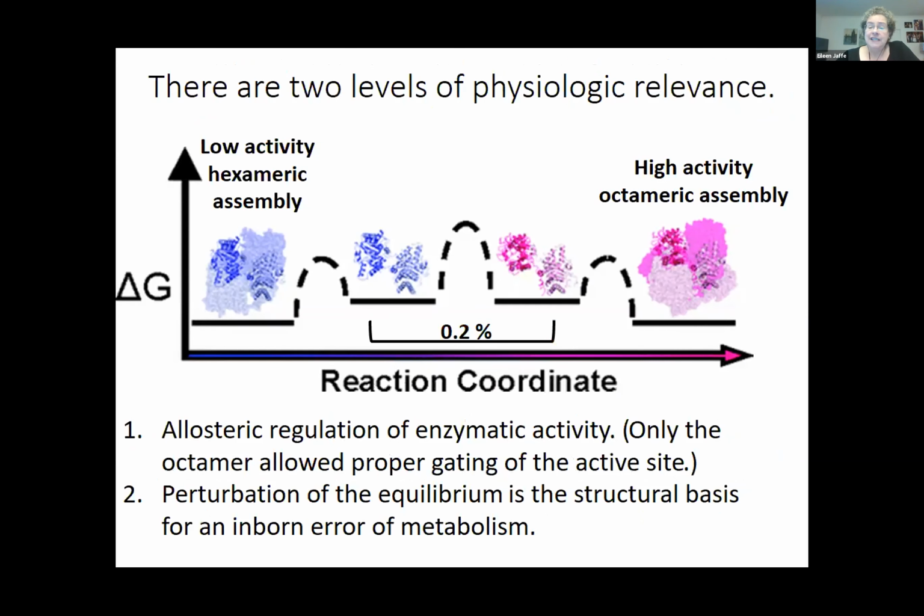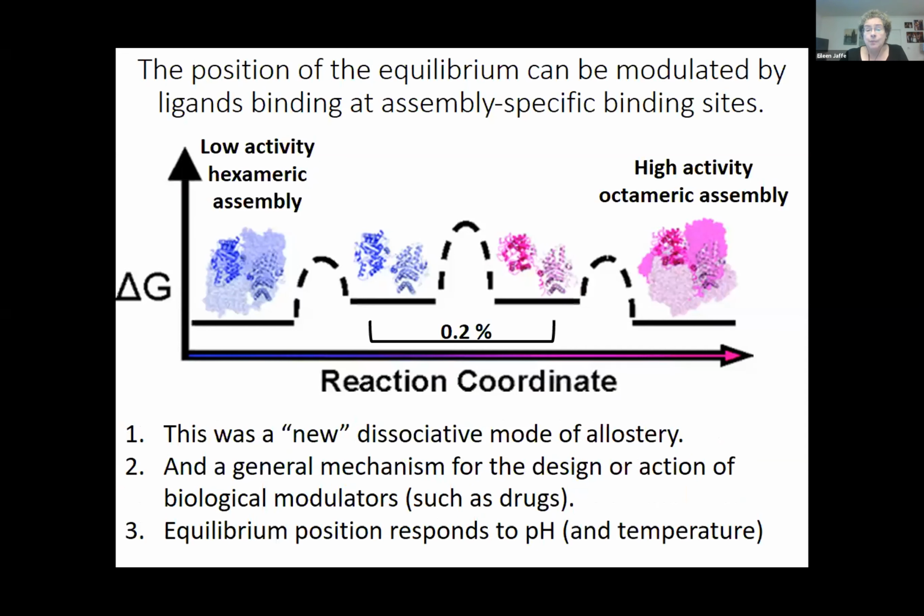Now, there are two levels of physiologic relevance for this particular protein. One is it's responsible for the allosteric regulation of enzyme activity. It turns out only the octamer has proper subunit-subunit interactions to gate access to the active site. And second is that perturbation of this equilibrium was shown to be the structural basis for an inborn error of metabolism. So this wasn't a laboratory artifact. Furthermore, most importantly, the position of the equilibrium can be modulated by ligands binding at what I like to call assembly-specific binding sites. And I think this is going to be a theme that we hear again and again today.